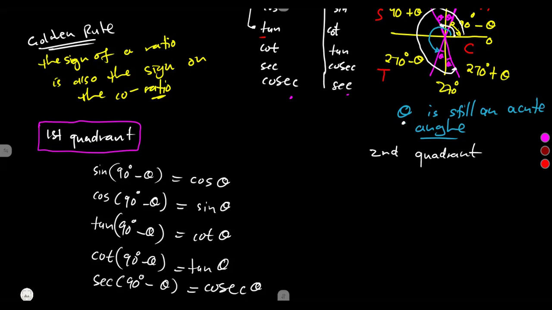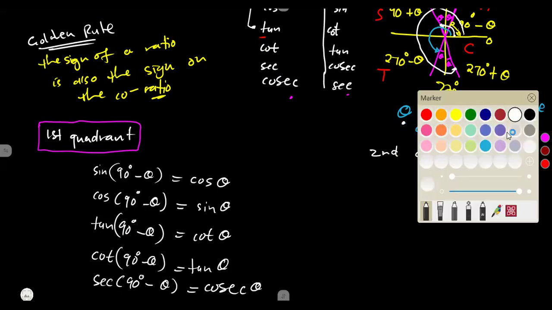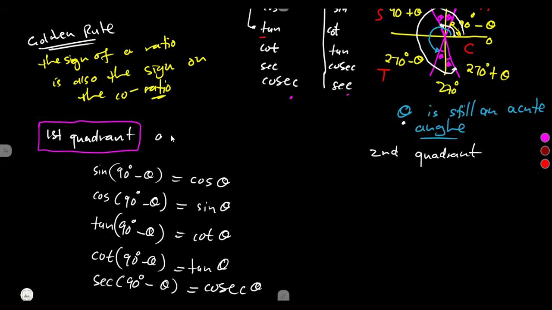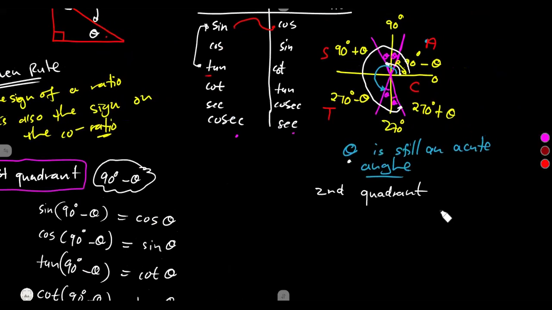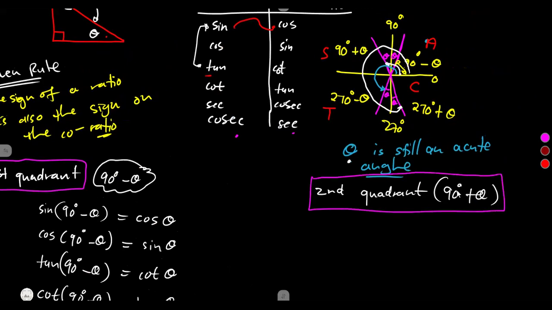So in the second quadrant, remember we said our angle in the first quadrant is 90 degrees minus theta. Our angle in the second quadrant is given as 90 degrees plus theta. So we want to see the properties of 90 degrees plus theta. It is in the second quadrant. What happens in the second quadrant? Only sine is positive.